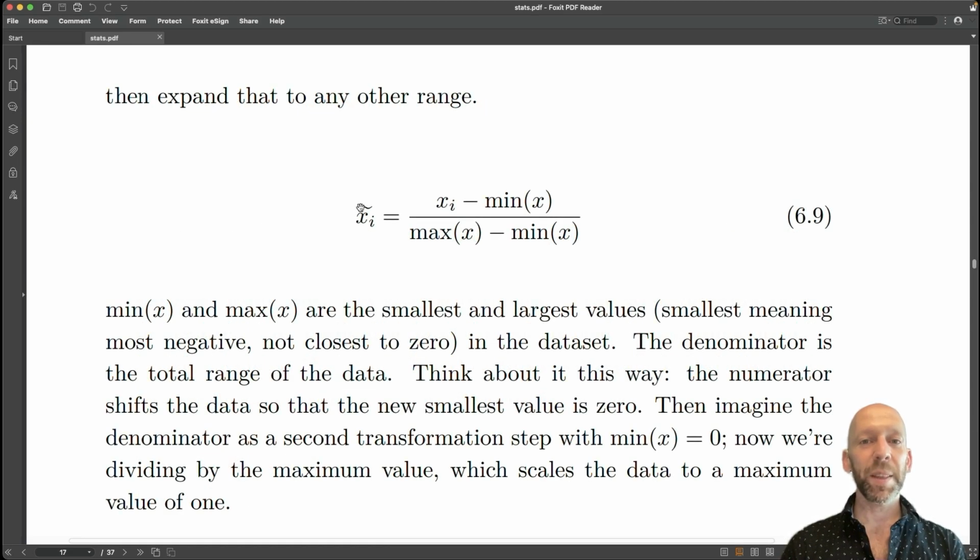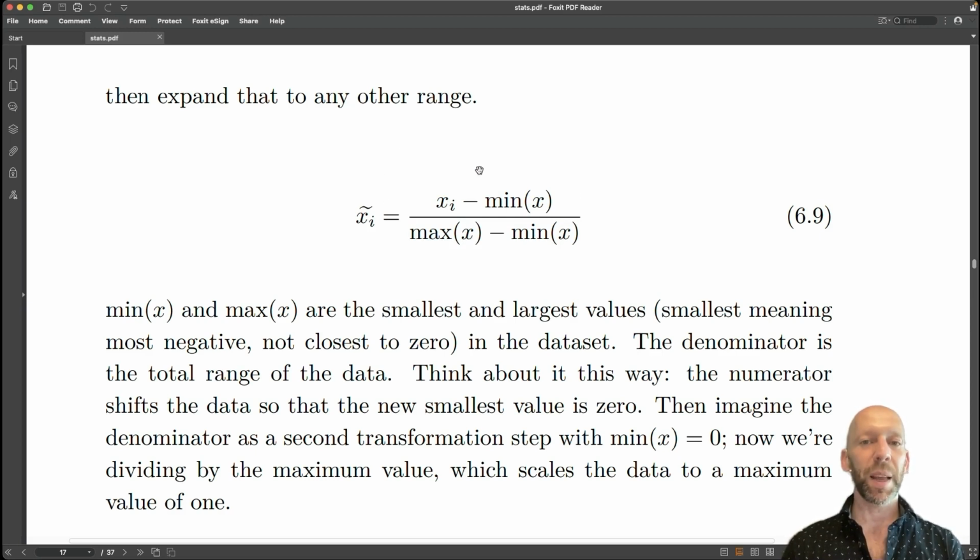Here we have equation 6.9. The purpose of this equation or this transformation is to get a data set from any range of numerical values to a range of numerical values starting from 0 and going up to 1. So regardless of the scale or the boundaries of the original data set x, if you apply this formula, each new value, which here I call x tilde sub i, so each data point x tilde i, is equal to the original data point minus the minimum of the total data set divided by the range of the data, so the difference between the largest value and the smallest value.